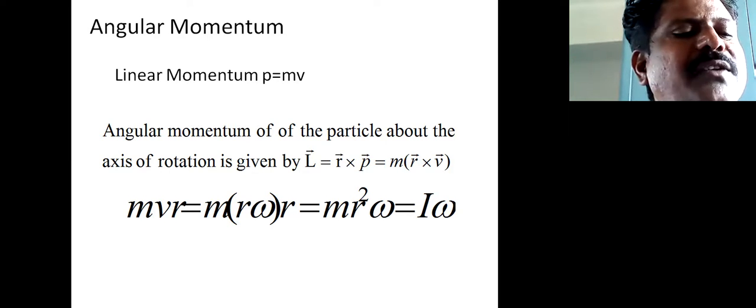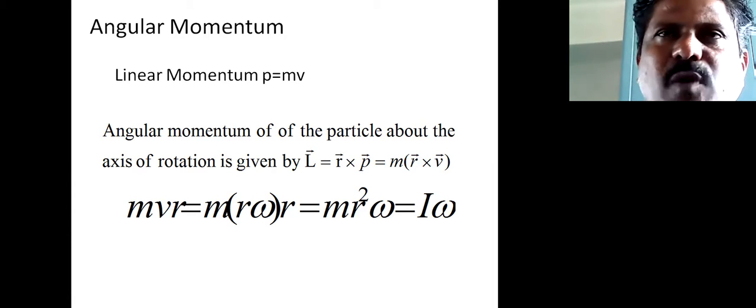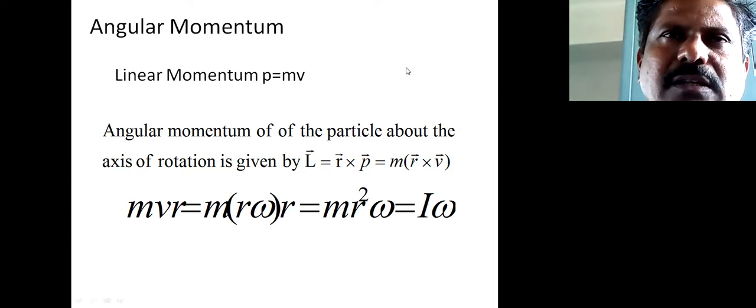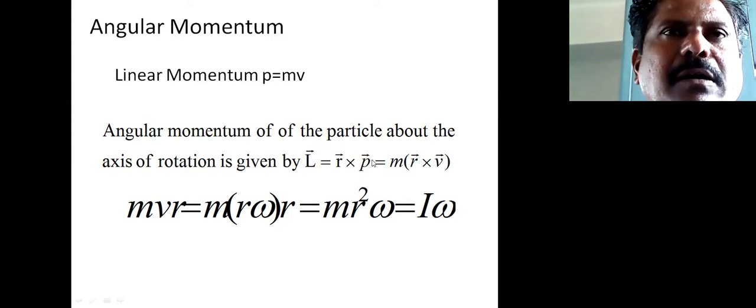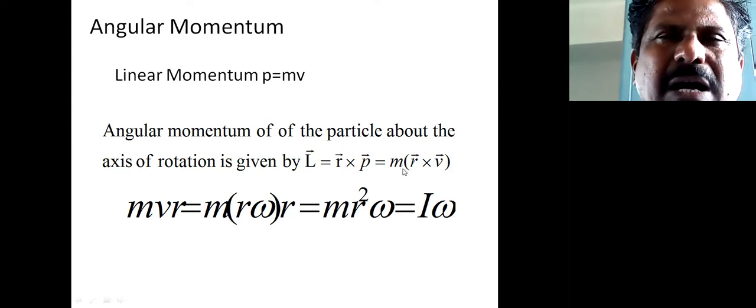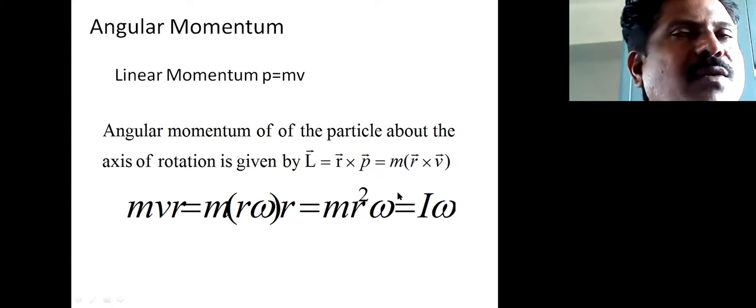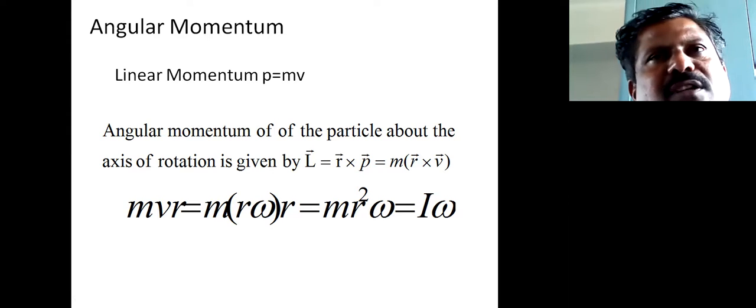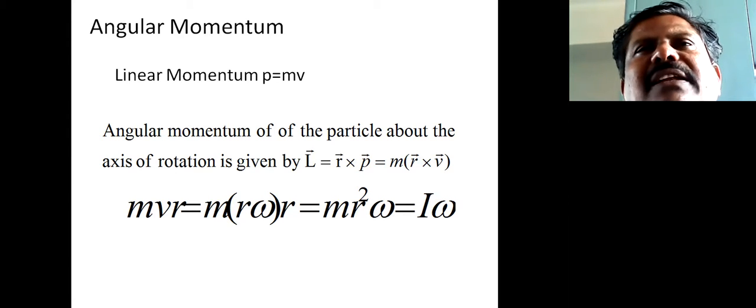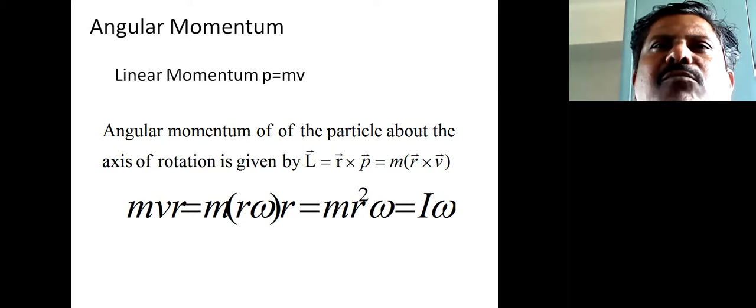Or you can define it in reverse form. The angular momentum of a particle rotating about a fixed point is the moment of linear momentum. The moment of linear momentum is nothing but its angular momentum. Okay.